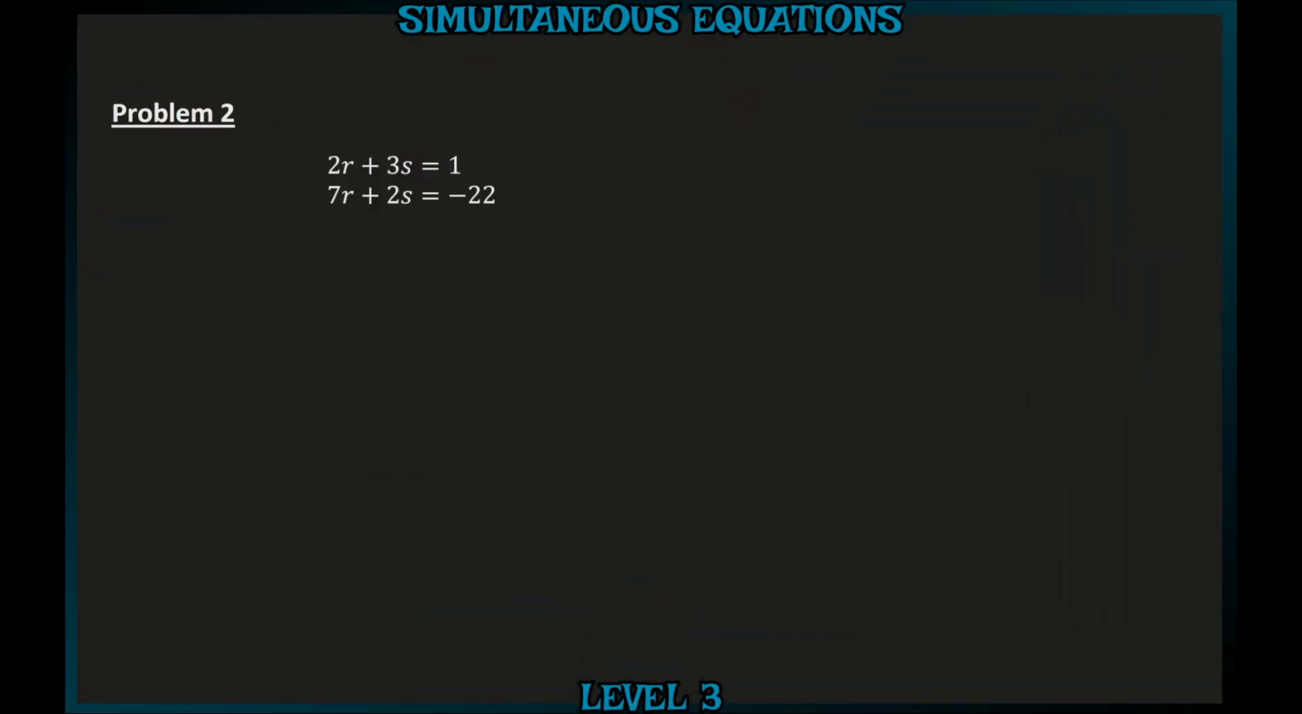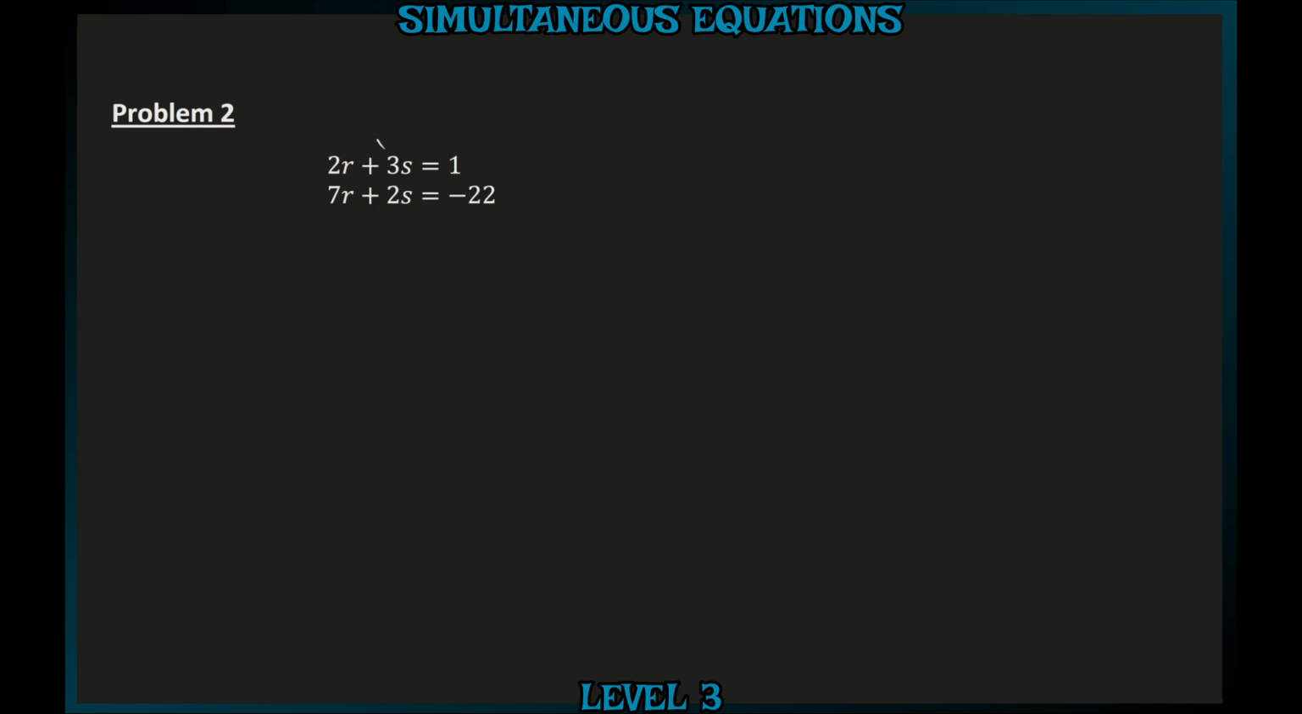In problem 2, we're solving 2r plus 3s equals 1 and 7r plus 2s equals minus 22. Now again, we'd like to eliminate either the r's or the s's, and we need the same number in front of each pair in the two equations. So in order to do that, we could either multiply the first equation by 7 and the second equation by 2, and this would give us 14r in both equations.